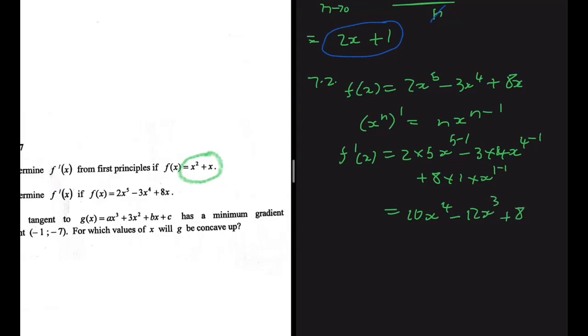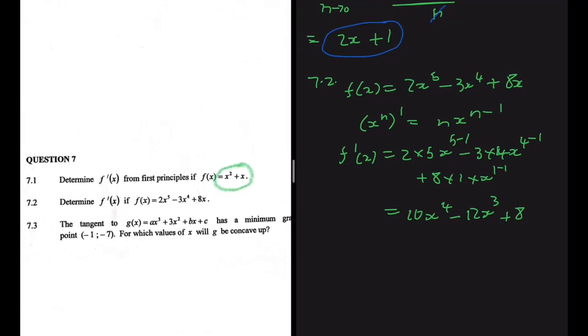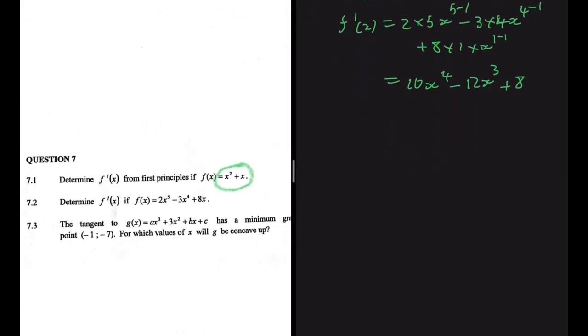And any number to the power 0 is 1. And just like that, we already have 8 marks. And now let's do 7.3.